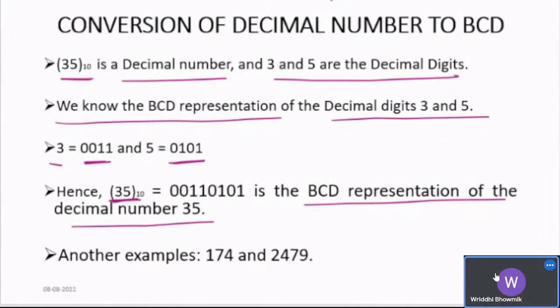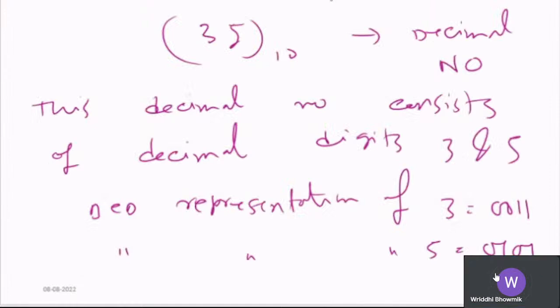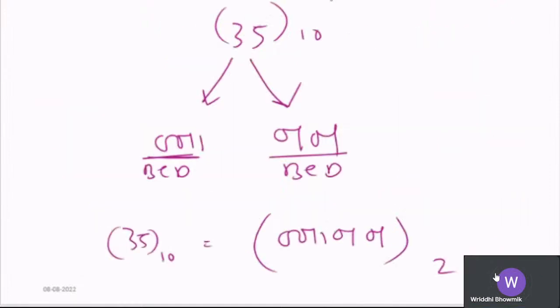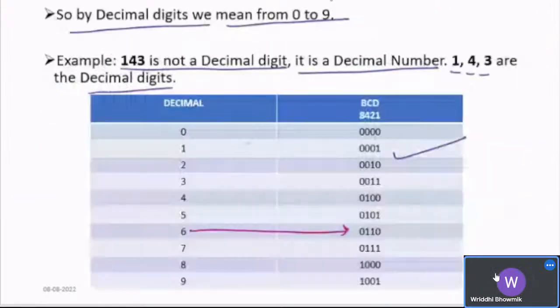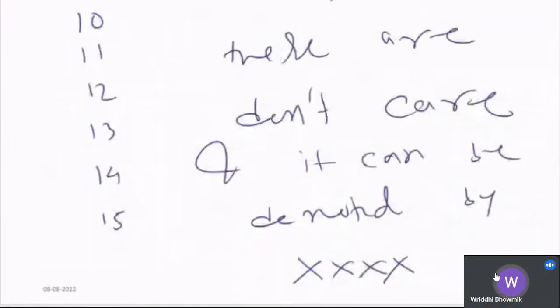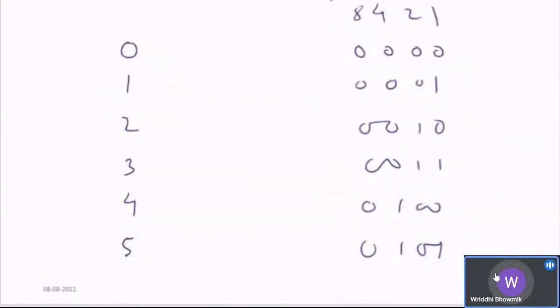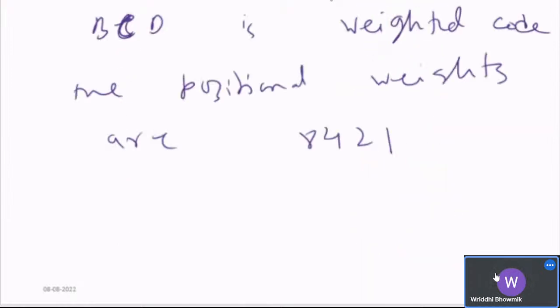Sir, I have a doubt. Sir, in the previous example, where did the 8421 come from? It is the positional weight, it is the name, it is the standard 8421 code. The BCD code is known as 8421 code. Okay, sir. It is not my assumption. It is the standard. It is 8421 code. Right. Okay, sir.